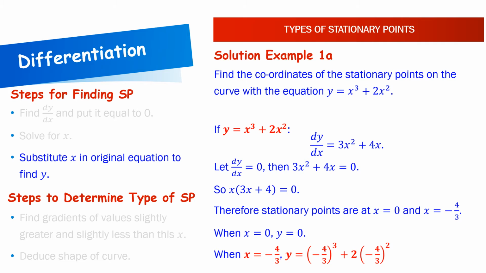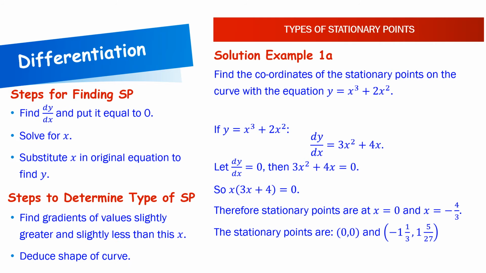And when x equals minus 4 over 3, we simply substitute this value into the equation for y, and simplify to obtain y equals 1 and 5 over 27. So the stationary points are at (0, 0) and (minus 1 and a third, 1 and 5/27).